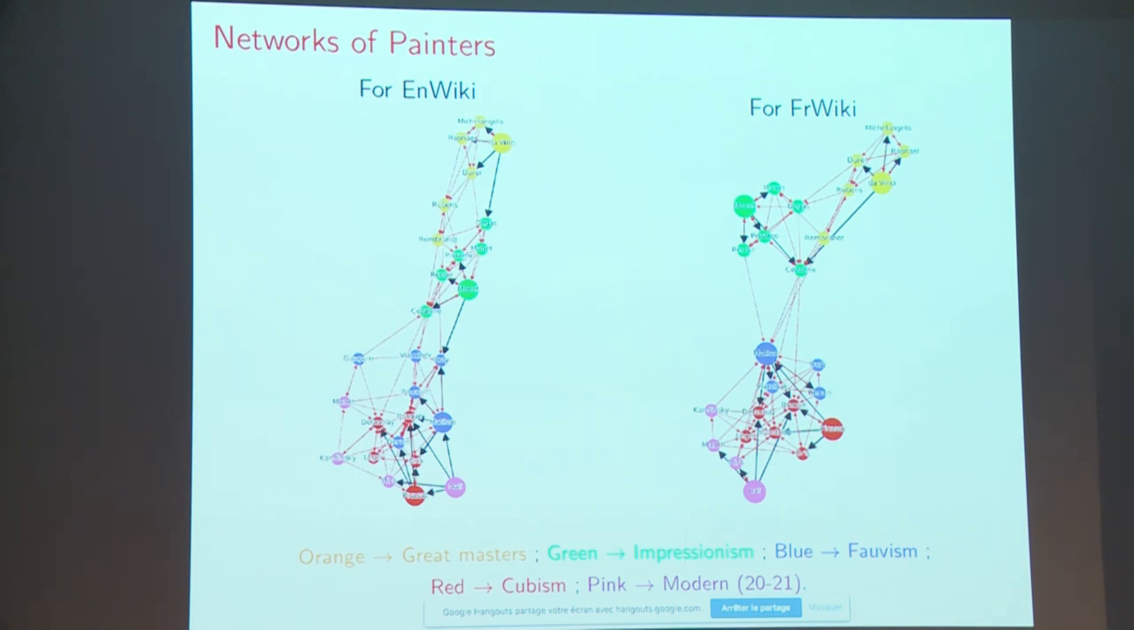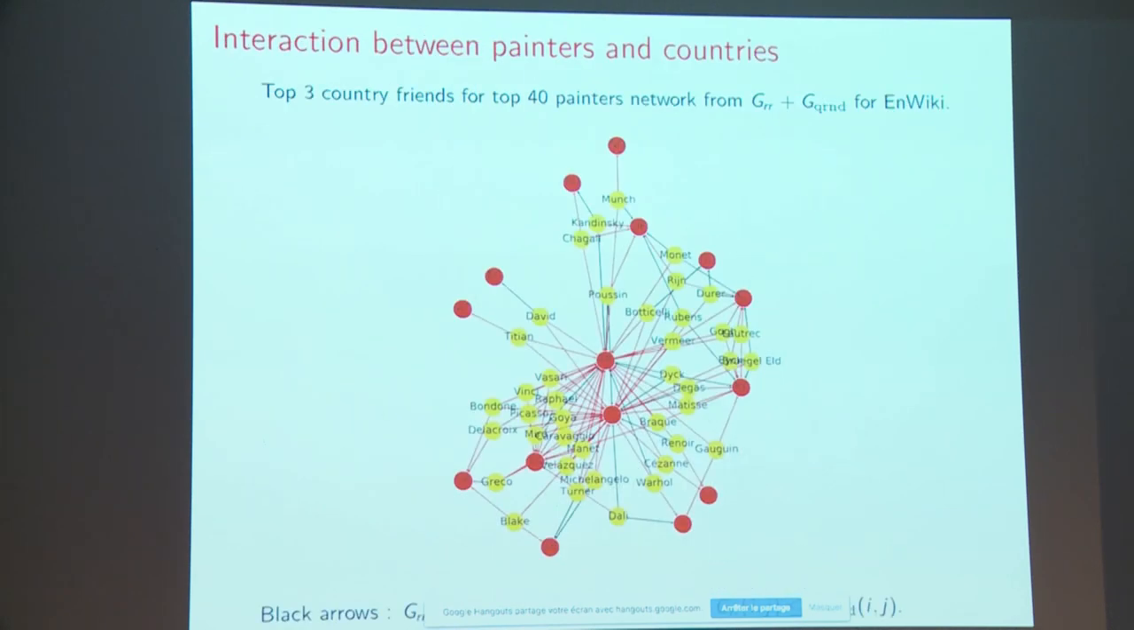They really influence the blue group, which is Fauvists. And then you have a nice intrication between Fauvism, modern and Cubism painters, which of course are more closely interrelated. And you can see the same type of developments on the right-hand side for the French Wikipedia. So it is nice to see that two different cultures have built the same type of knowledge. Of course, there are some local differences, but the macroscopic view is really interesting to see.